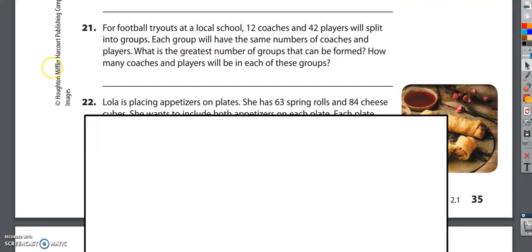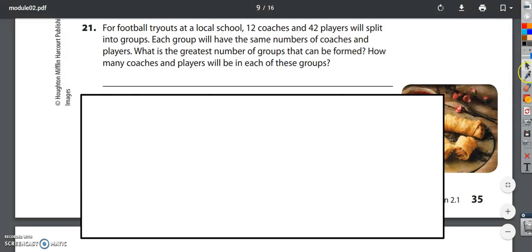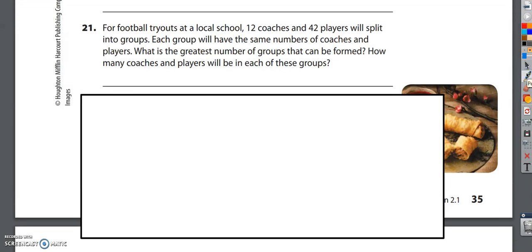Number 21. This is going to be one of the easier ones, which is kind of cool. Let's check this out. 21 reads, for football tryouts at a local school, 12 coaches and 42 players will split into groups. Each group will have the same number of coaches and players. What is the greatest number of groups that can be formed? Again, when you see this word here, it indicates to you that it's a GCF problem. So that means that for 21, we need to find the GCF of 12 and 42.